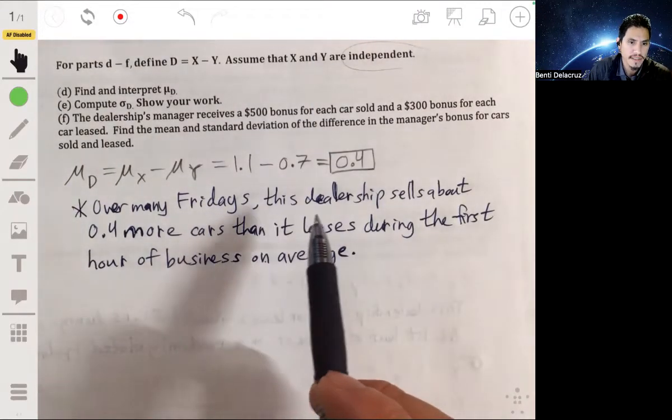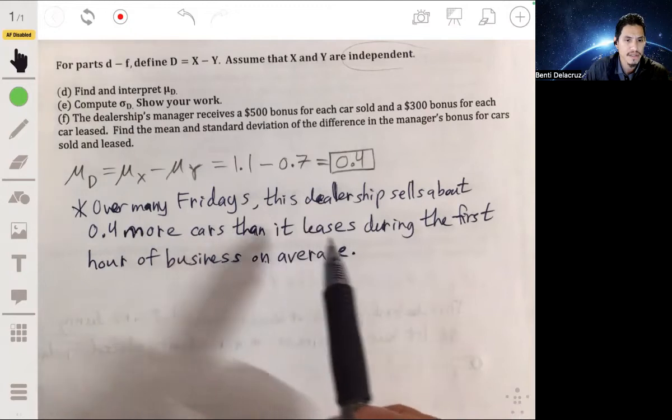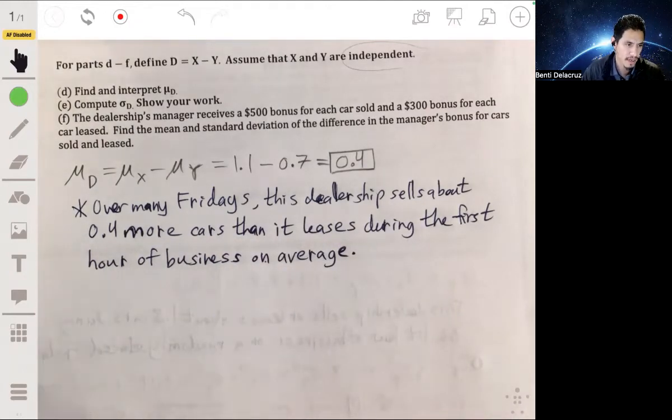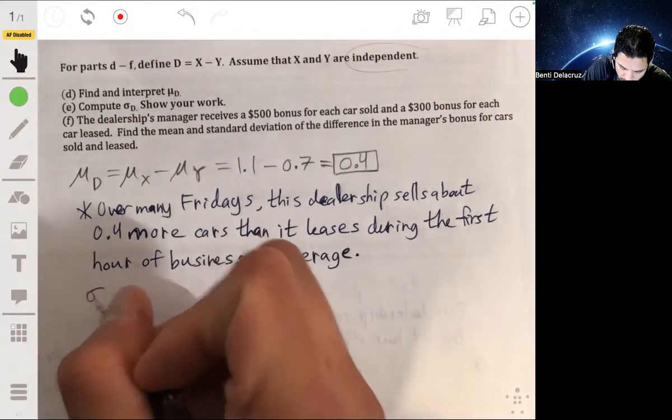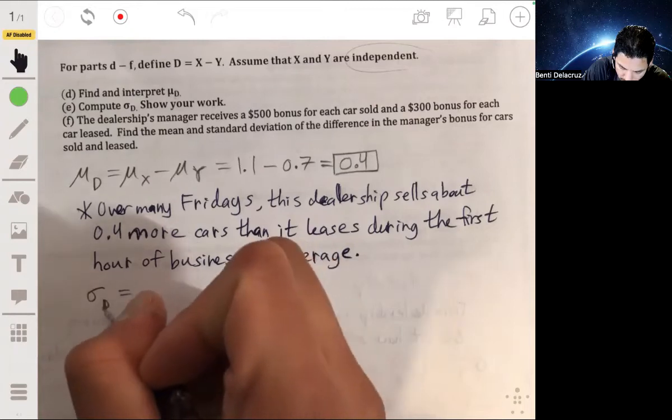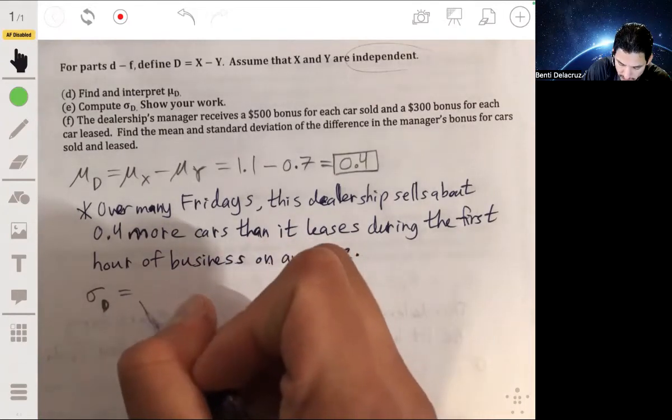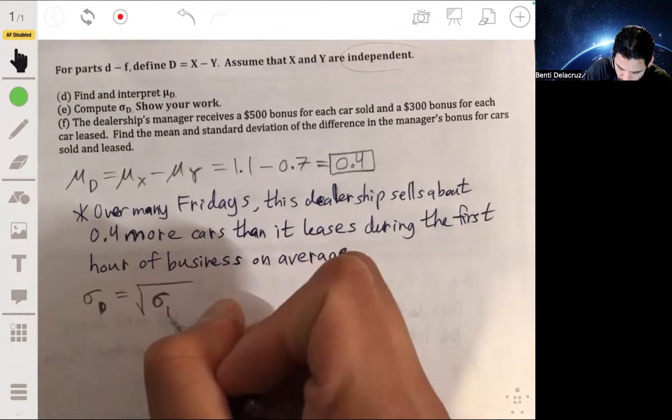So over many Fridays, the dealership sells about 0.4 more cars than it leases during the first hour of business on average. All right, part E. Let's find the standard deviation of the difference. So standard deviation of D, again, we find the variance first, because then we just take the square root of the variance.